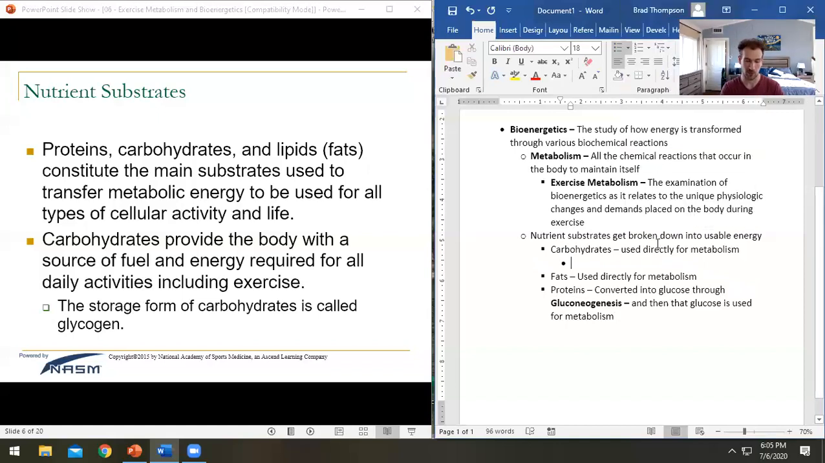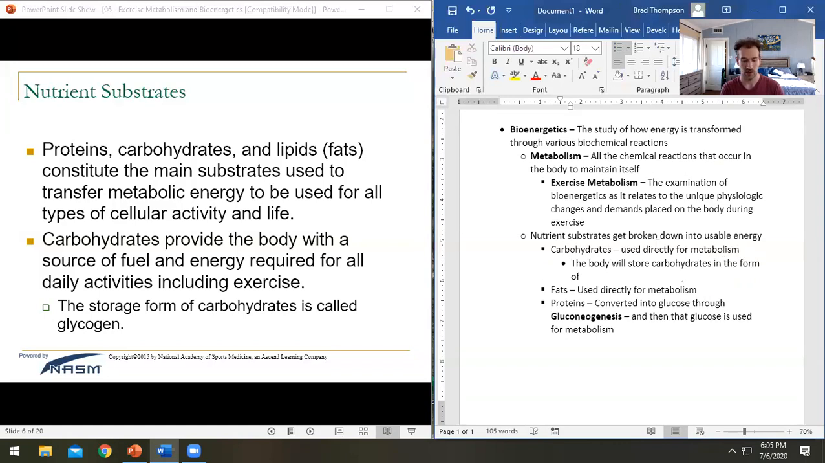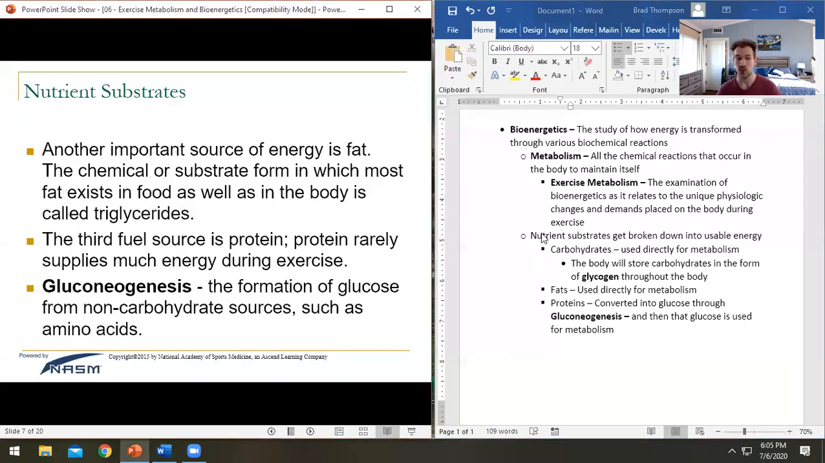The storage form of carbohydrates: the body will store carbohydrates in the form of glycogen throughout the body, right? So glycogen is going to be stored either in a wet, soupy mixture in your muscles or in your liver, with your liver being the primary site, just because your liver is able to really get everything where it needs to go.